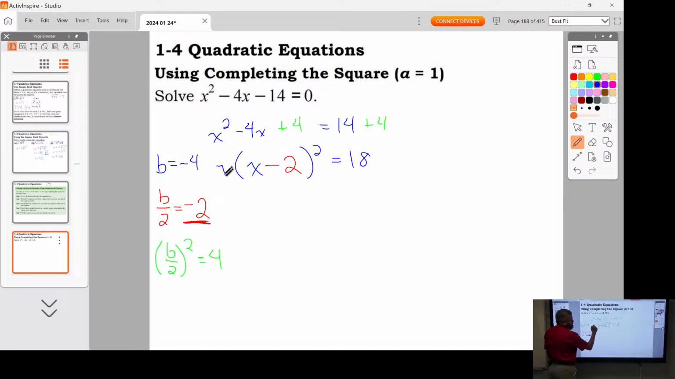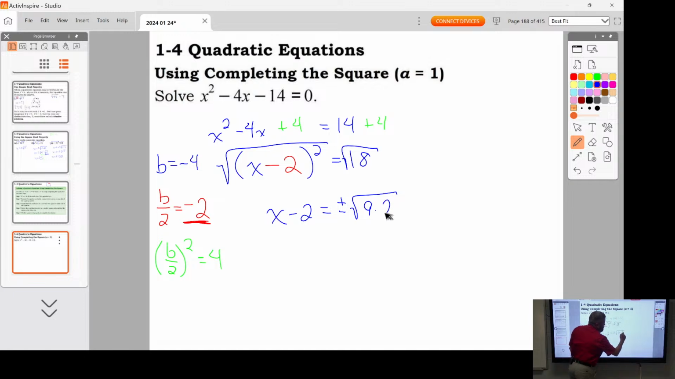Square root of both sides. Square root of x minus 2 squared is x minus 2. Square root of 18 is plus or minus. Let's start with that. Right? Plus or minus the square root of 18. 18 is not a perfect square, but you said there's a 9 in it. 18 is the same thing as 9 times 2. And we chose 9 because 9 is a perfect square.